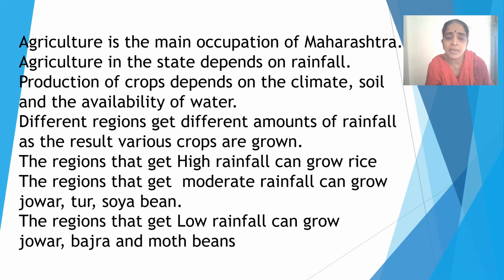Jowar, bajra and moth beans need very less rainfall. They need very less water. So wherever the availability of water is less, there they can grow jowar, bajra and moth beans. That is beans. So what did you understand from this slide? The farmers depend upon the soil, climate and rainfall. And rainfall is not the same everywhere.